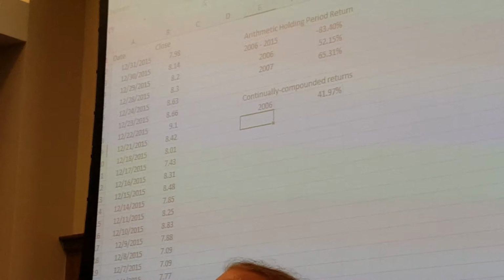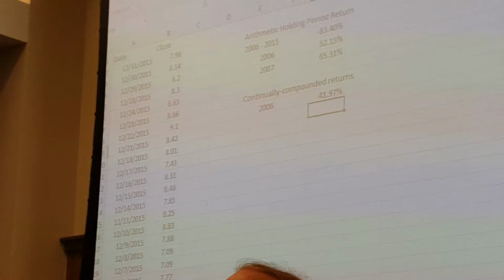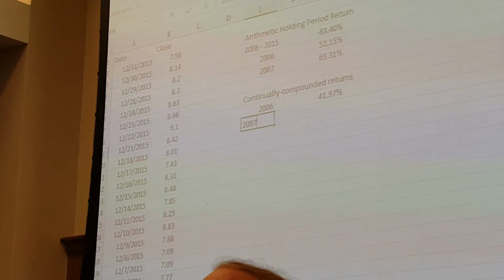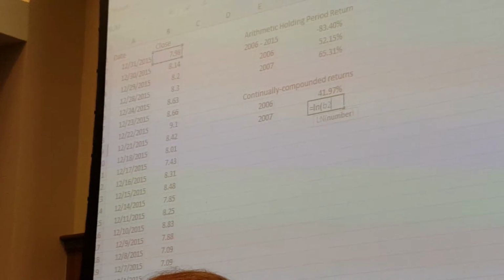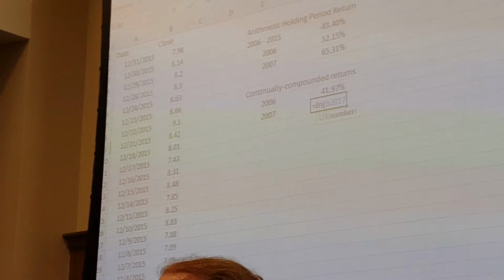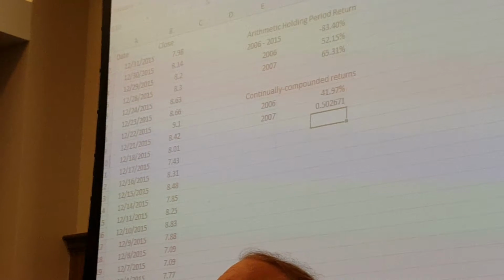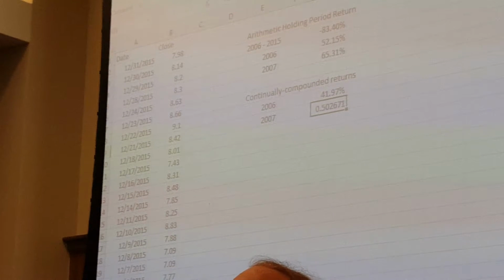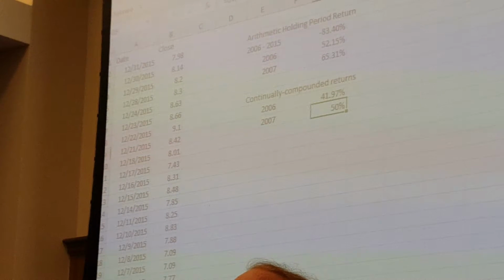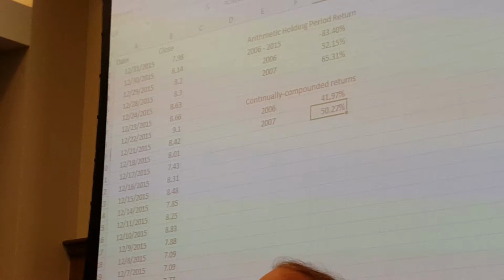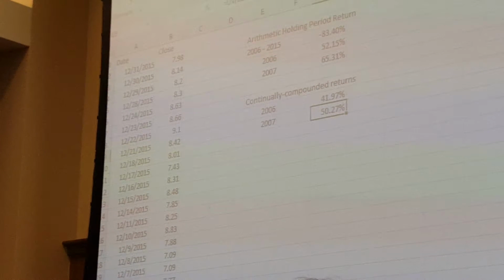Okay, we'll do it for 2007. Here we need 22.68 in 2017, B2017 divided by B2068. Okay, so there's continually compounded for 2007.